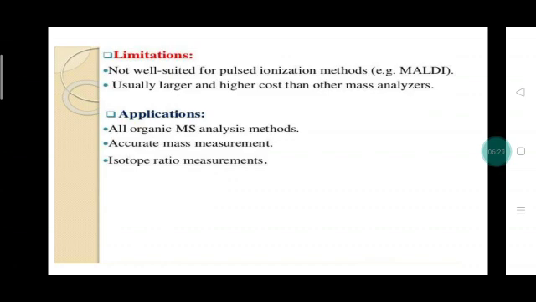Application of the double focusing mass analyzer: it is used in all organic mass spectroscopy analysis methods. It produces accurate mass measurement and isotope ratio measurement.